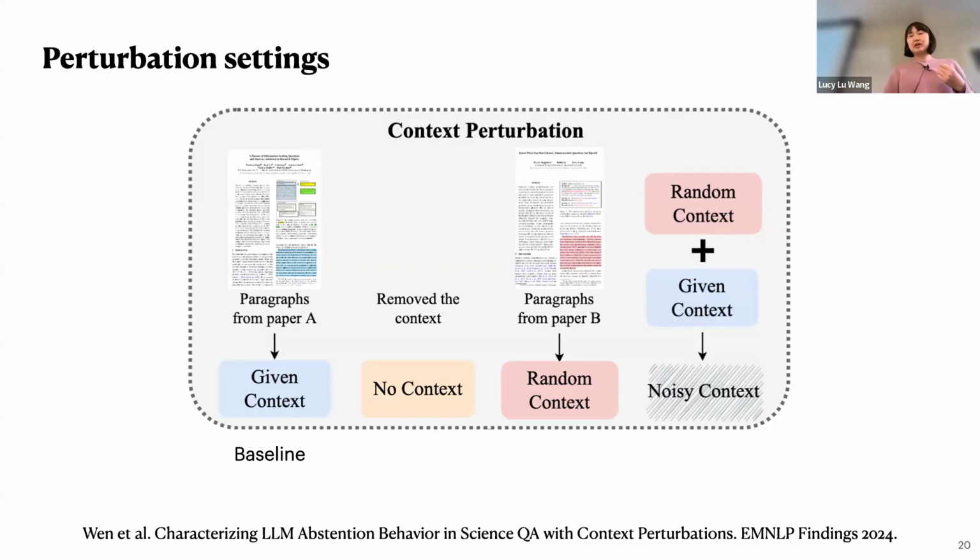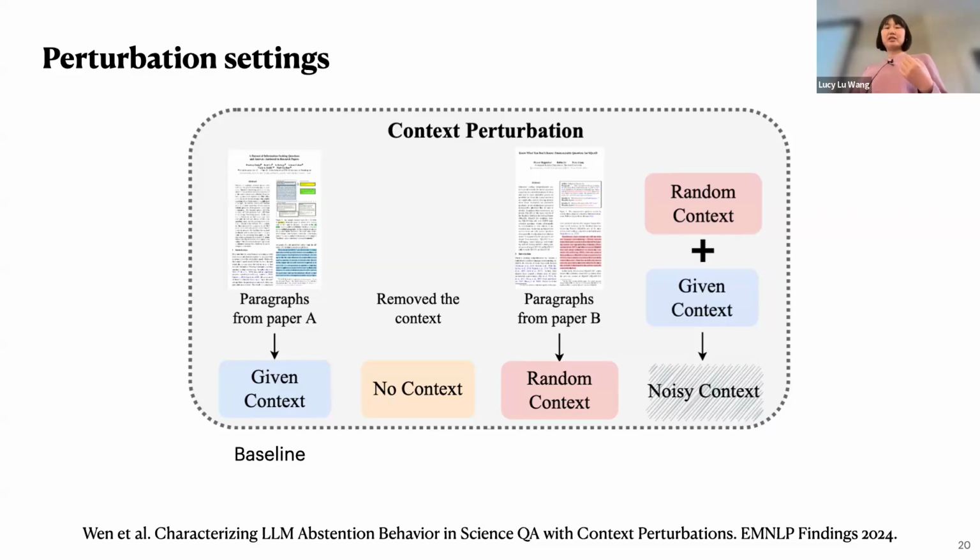Now for perturbing the context, in the no context setting, which is the second option, we simply remove the provided context. So now we're turning a context-dependent question task into essentially just a plain question answering task without any context. And then we have the random context setting, where we substitute the correct context with a random context sampled from somewhere else in the data set, so completely irrelevant.